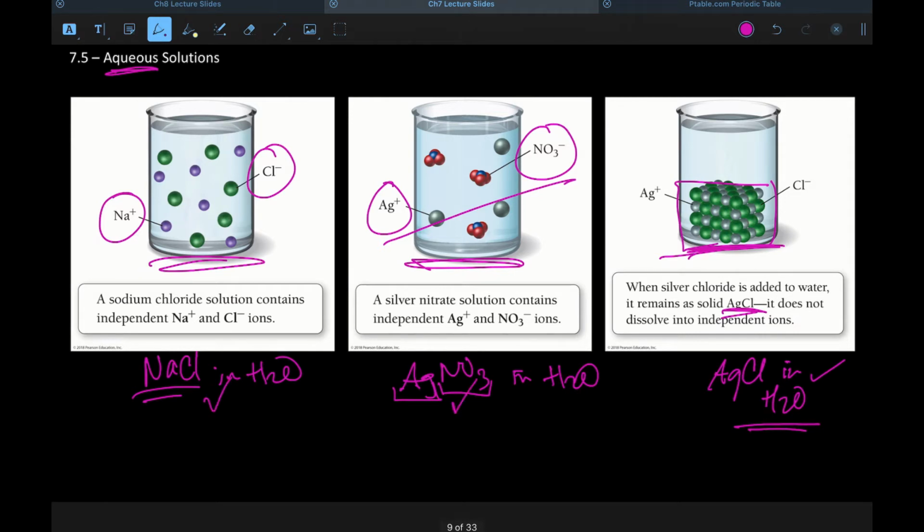In the case of NaCl and AgNO3, for both of these we would see a clear, colorless solution. In the case of, for example, CuCl2, that in water would be a clear blue solution, because that's the color of copper chloride. But the point is they would all be clear, because once it's dissolved, you can't visualize it anymore.